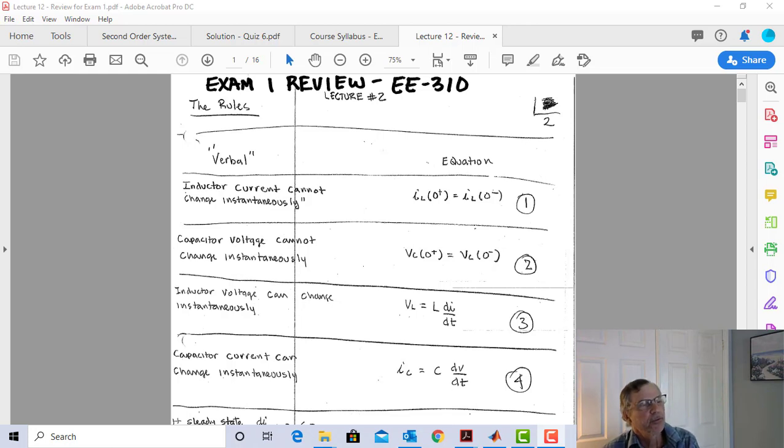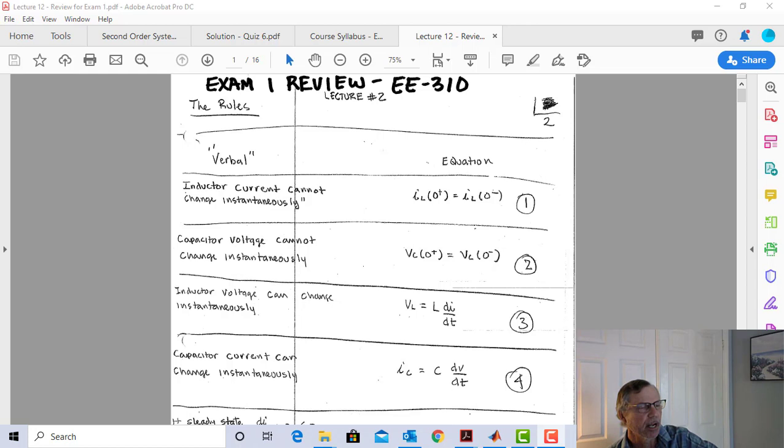This is a review lecture that's going to cover Chapter 8 through RMS values in Chapter 11. So Chapter 8 to partway through Chapter 11. And in this lecture, we're going to start off with the rules for inductors and capacitors.